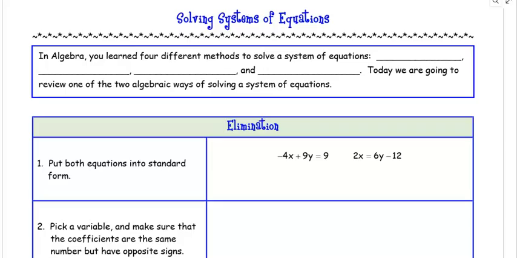Today we're going to review solving systems of equations. Now, in algebra, you learned that there were 4 different ways to solve a system. We could graph it on a coordinate plane. So graphing was our first one. We also used substitution. We used elimination. And then some of you may have learned matrices.